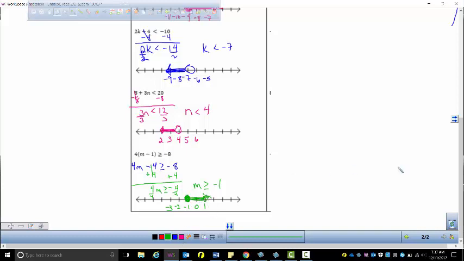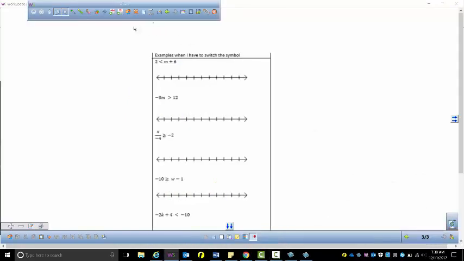So that's the ones where we do not have to change the inequality. Next, we're going to look at when you have to change the inequality. So now we're on the other side with examples when I have to switch the symbol.